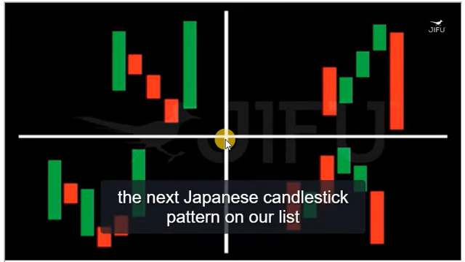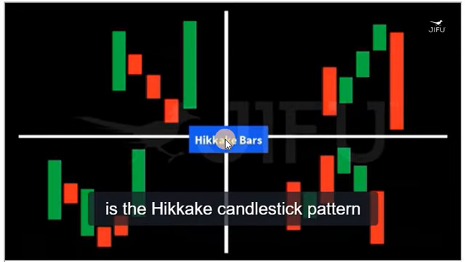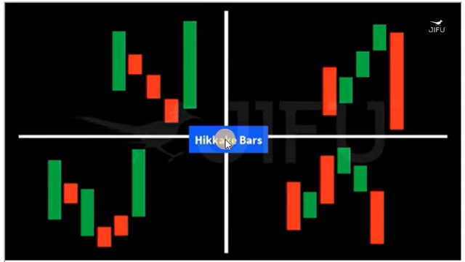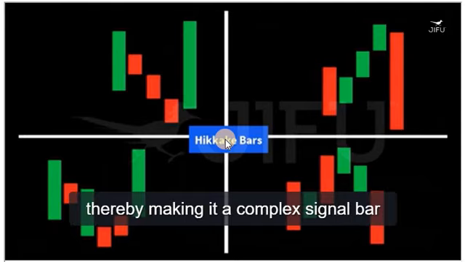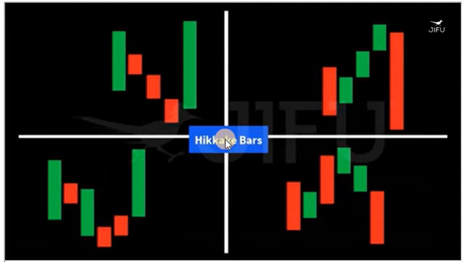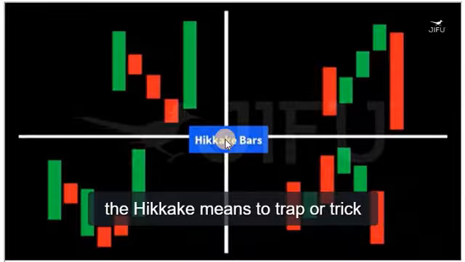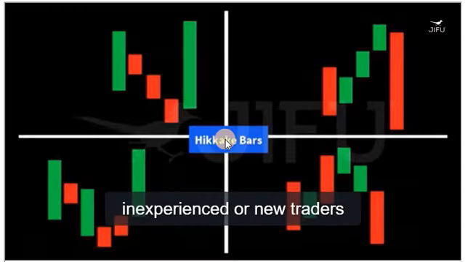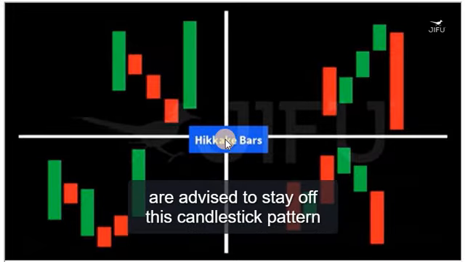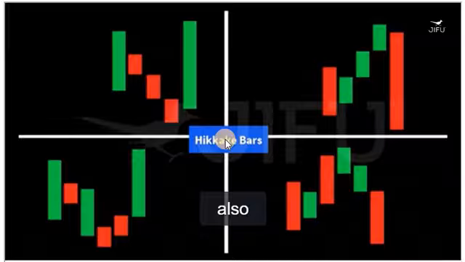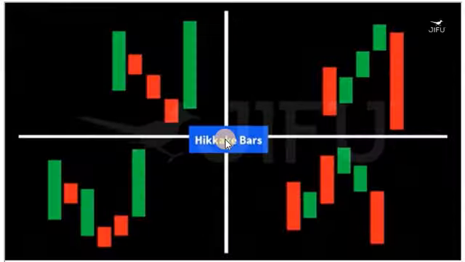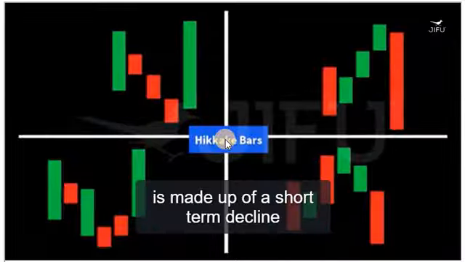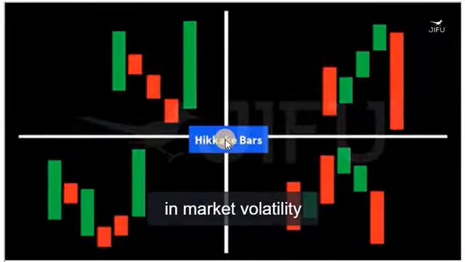The next Japanese candlestick pattern on our list is the Hikaki candlestick pattern. The Hikaki candlestick pattern is a tricky candlestick formation, thereby making it a complex signal bar. The Hikaki means to trap or trick, and this is why inexperienced or new traders are advised to stay off this candlestick pattern. Also, a well-analyzed money management system is essential if a trader wishes to implement this formation for trade anticipation. The Hikaki pattern is made up of a short-term decline in market volatility.